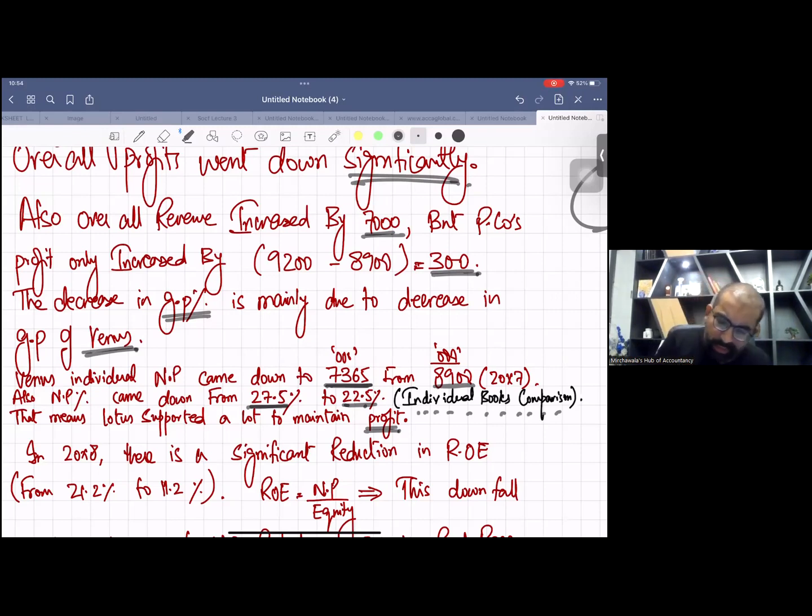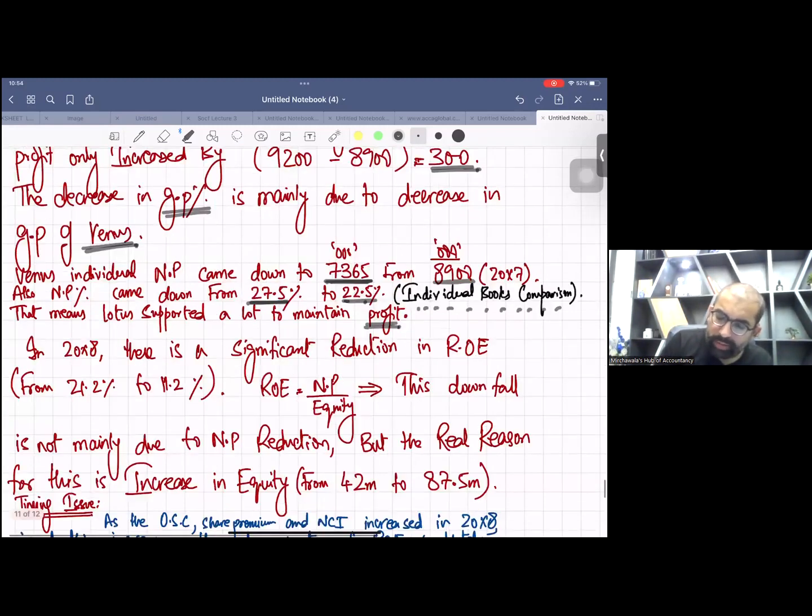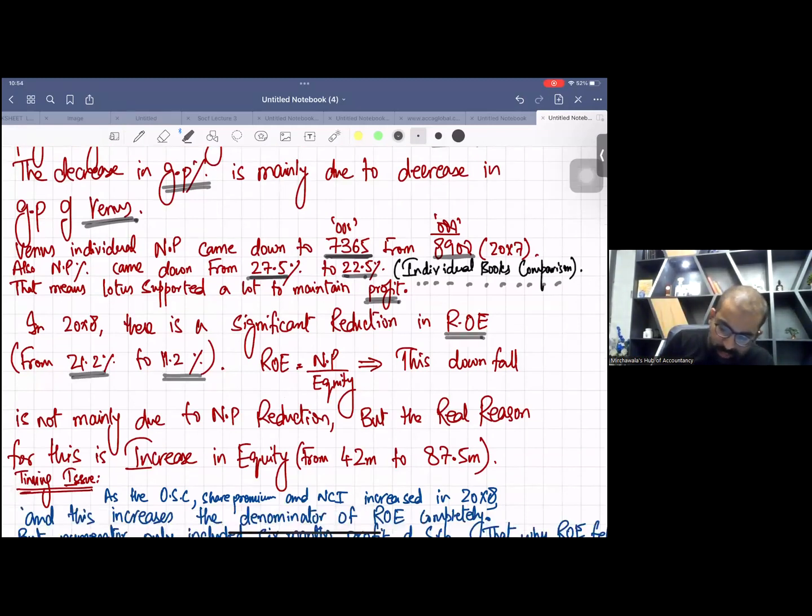In 2008, there is a significant reduction in ROE from 21.2 to 11.2. This is the major event of this question. What is the formula of ROE? NP upon equity. This downfall is not mainly due to the net profit reduction, but the real reason for this is the increase in equity from 42 million to 87.5 million.